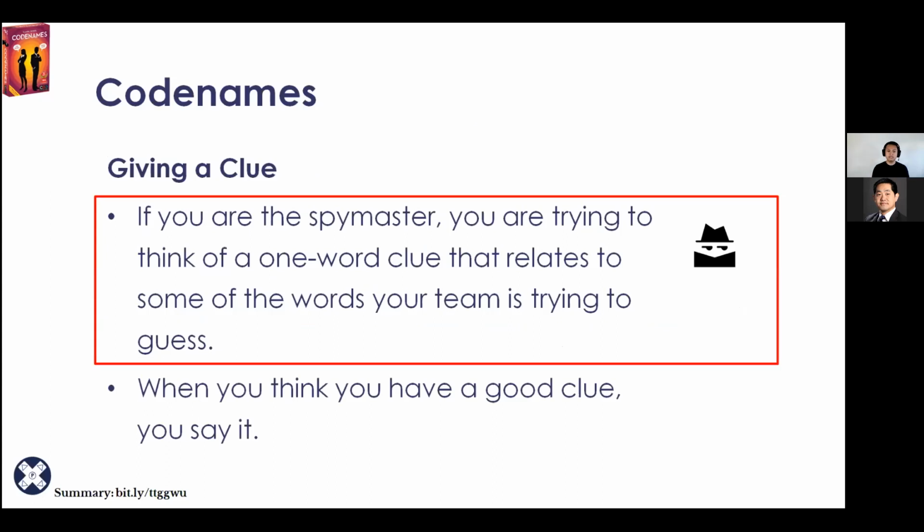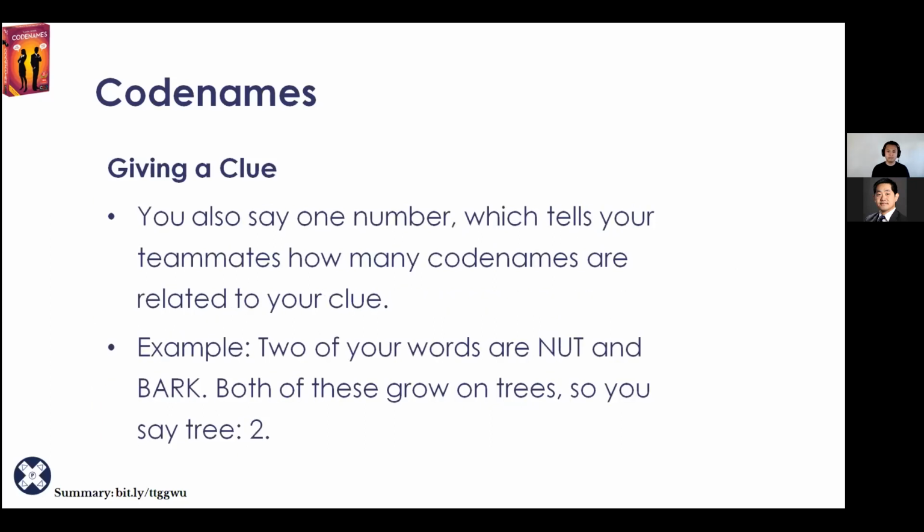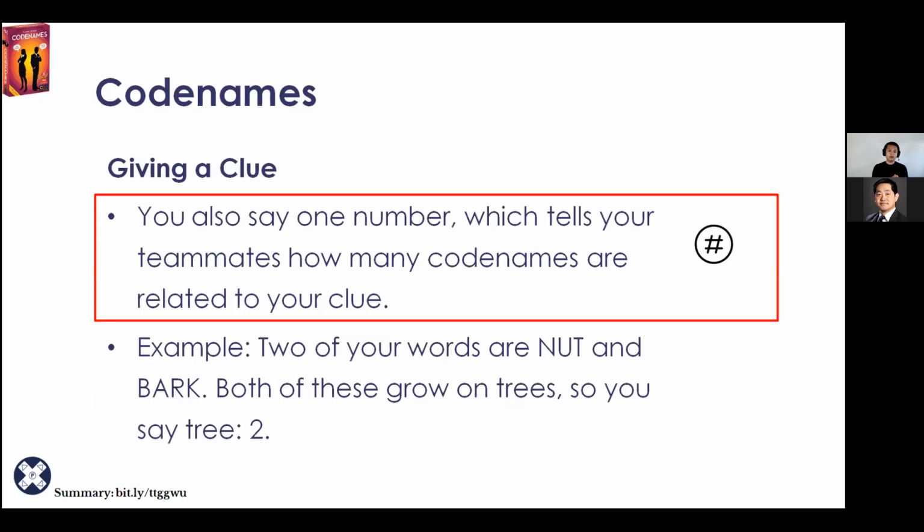So as a spy master, you're trying to think of a one-word clue that relates to some of the words your team is trying to guess. And then when you think of a good clue, all you have to do is say it. And this is how you format that clue. When you say your clue, you're also going to say a number after that single word. So the number tells your field operatives, your teammates, how many codenames, how many cards on the board relate to that individual clue.